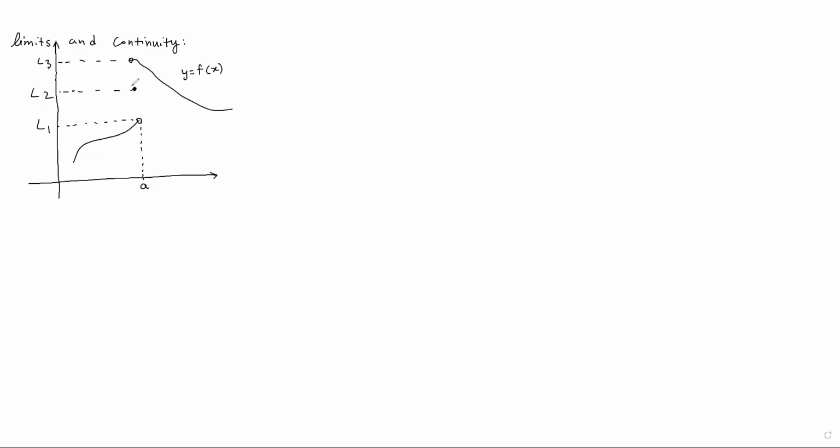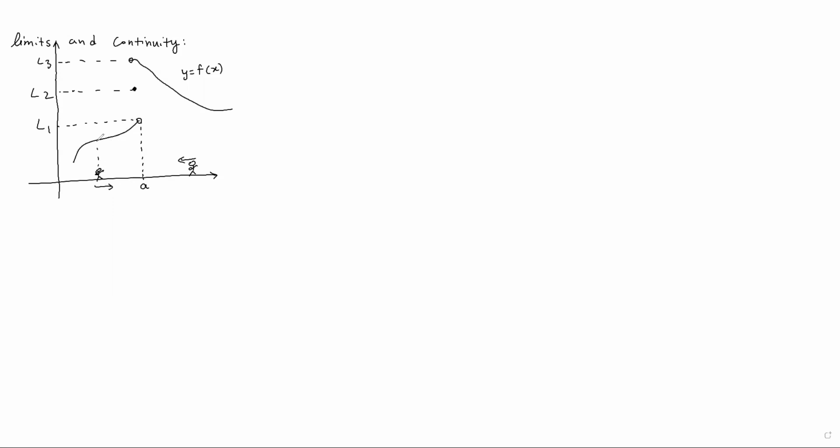So there are two different ways that a person on the x-axis can approach A. You can approach A from the left side, or you can approach it from the right side. Now, the goal of a limit is this. If I approach point A on the x-axis from the left side, and I keep looking up at my function, right? So imagine this person is looking up. What are the y values getting closer and closer to?